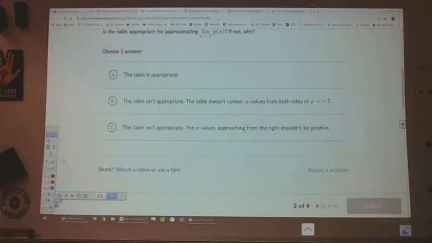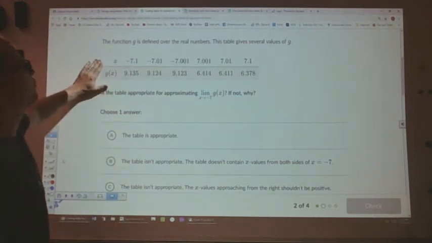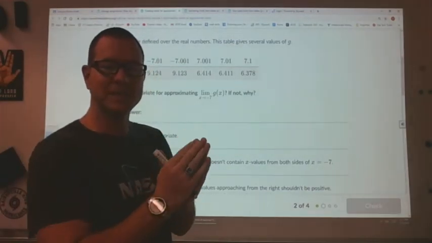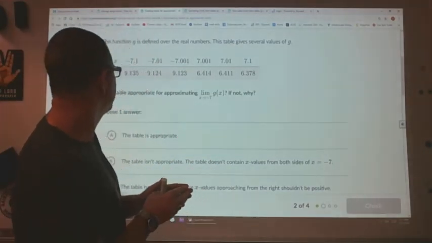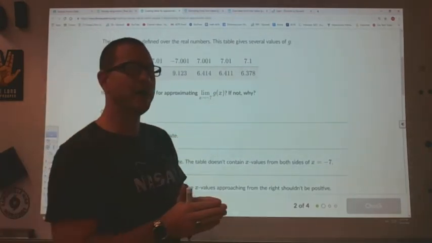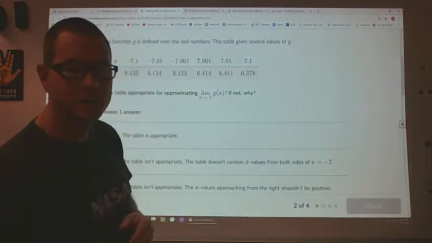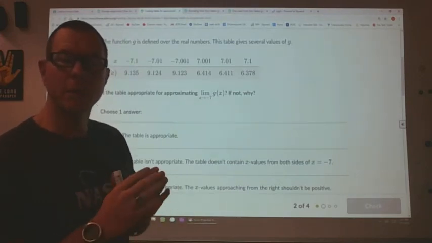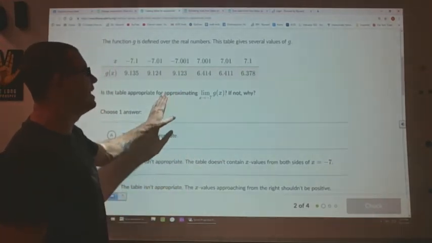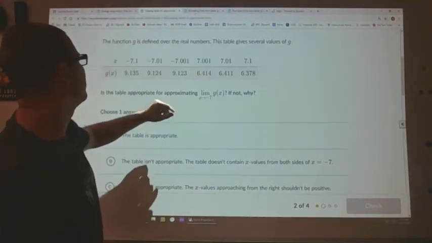On question 2, it's asking about whether a table is appropriate. So again, we want those things. If I'm looking for the limit, it should be centered at my value, in this case, -7. And then I should see values to the left, so a little bit less than -7, and values to the right, so a little bit more than -7, but we don't want to go too far away. So we don't want to go to 5, or even really -10 would be too far. We really want to be really close to our -7.